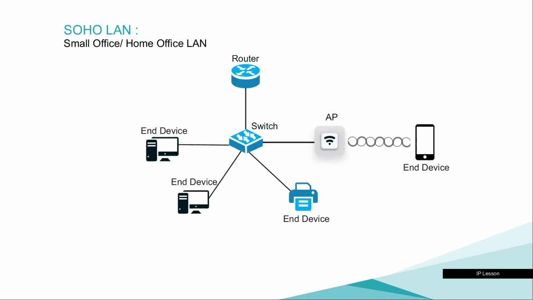So how large is our LAN, or how many devices are in our LAN? The first type of LAN is SOHO, small office home office LAN, and this is a small type of network. In this network we'll see a limited number of network devices. As we can see in our example, we have one switch, one router, one access point, or it could be more than one access point, and multiple end devices.